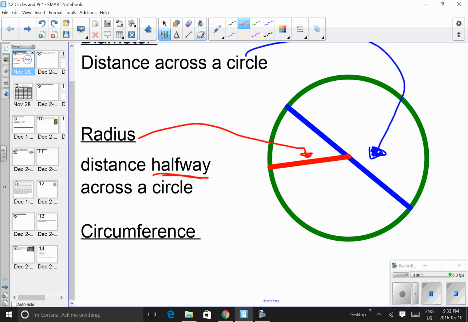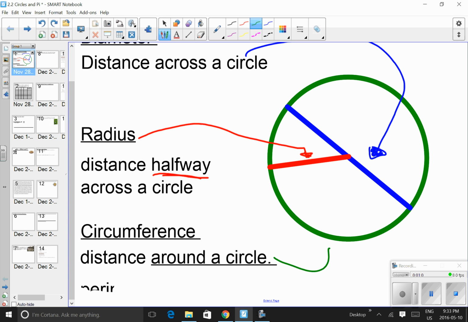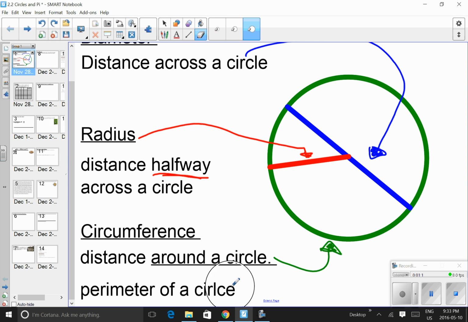And lastly, circumference. Circumference is the distance around a circle. So that is this green part, the circle itself, the distance all the way around. Now remember, we had a special word for the distance around a shape. That is the perimeter. So the circumference is also the perimeter of a circle. Same definition, same thing.